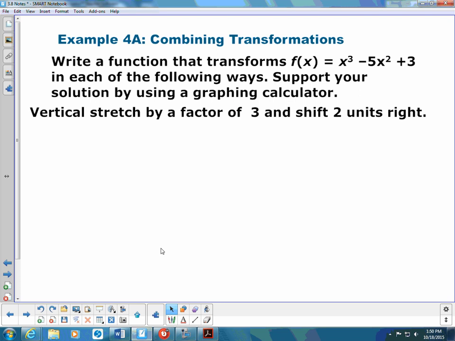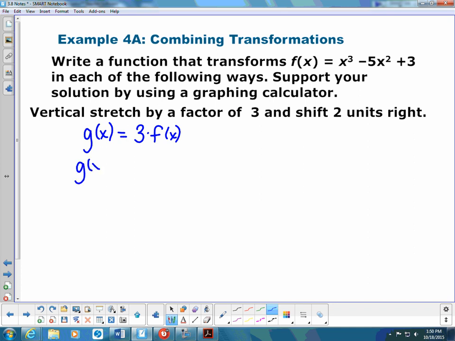So the example 4, we're going to look at how do I perform 2 transformations at once. Again, we'll have our calculator support our work and make sure we're doing the right thing here. So the first thing we're going to do is we're going to first take a vertical stretch by a factor of 3. So let's say we're going to call this one g of x. So to find g of x, based on our parent function f of x, we're going to vertically stretch. We're going to multiply out front by 3 times f of x. So let's perform that transformation first, and then we'll do our follow-up.